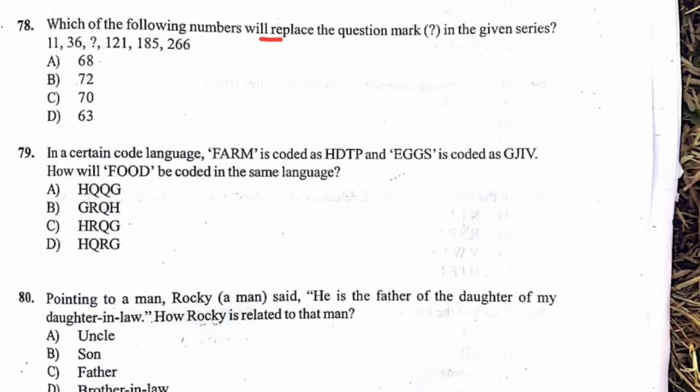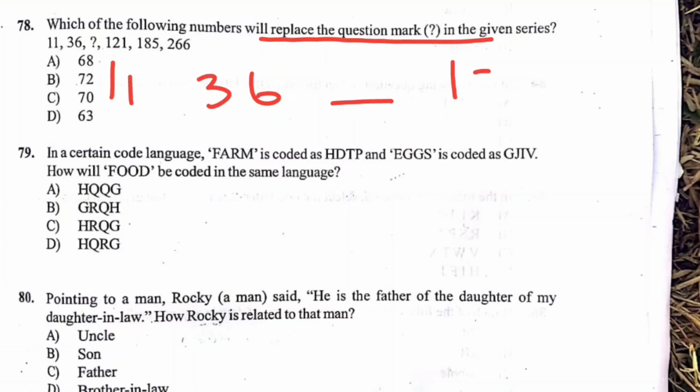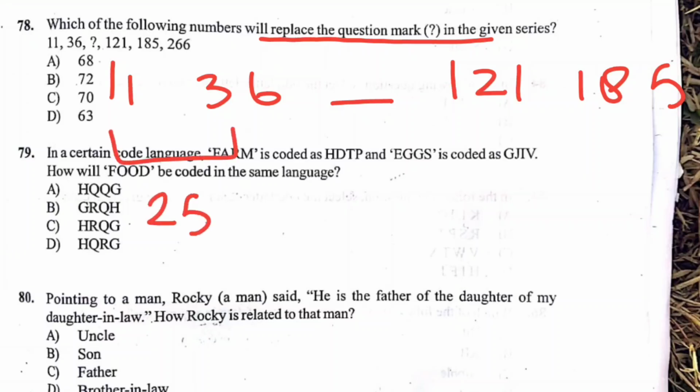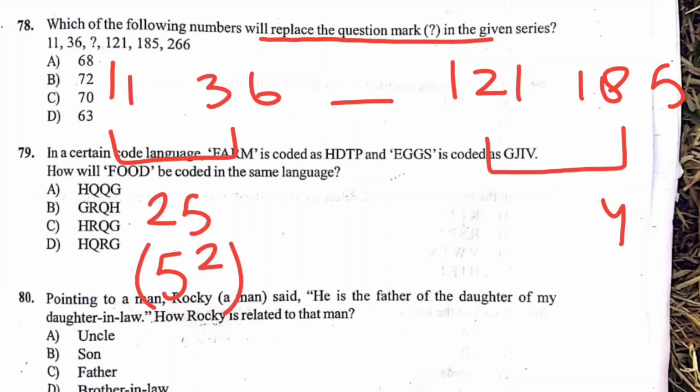Next question is, which of the following numbers will replace the question mark in the given series? We have 11, 36, then a blank, then 121, then 185, and then another number. Now let us try to find out. Here, if we subtract 36 and 11, we will get 25, which is 5 square. Here you can also see when we subtract 185 and 121, we get 64, which is 8 square.